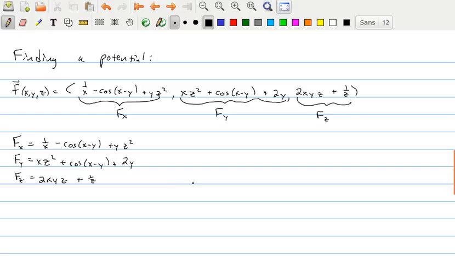So we're going to look at two methods for this. The first is the official method to do this. The official way to do this is to take the first equation and integrate it with respect to x. So that says that f must be, we integrate this with respect to x, and we've got ln x minus sine of x minus y plus xyz squared plus a constant. Now this c is only constant as far as x is concerned, so it could depend on y and z.